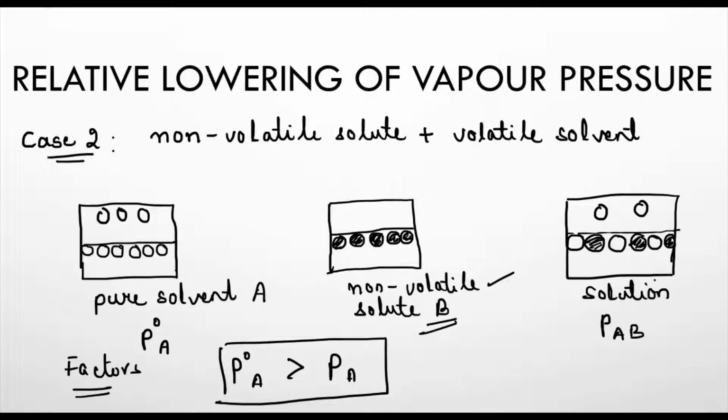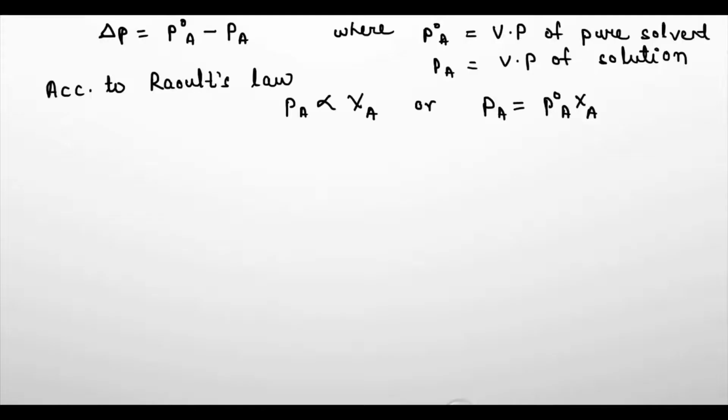So this is our solution AB, in which the vapor pressure decreases. Since the vapor pressure of the pure solvent is greater than that of the solution, PA, we can write delta P. What does delta P represent? It is the change in the vapor pressure, which we can represent as P naught A minus PA. Thus delta P is equal to P naught A minus PA, where P naught A is the vapor pressure of the pure solvent and PA is the vapor pressure of the solution.